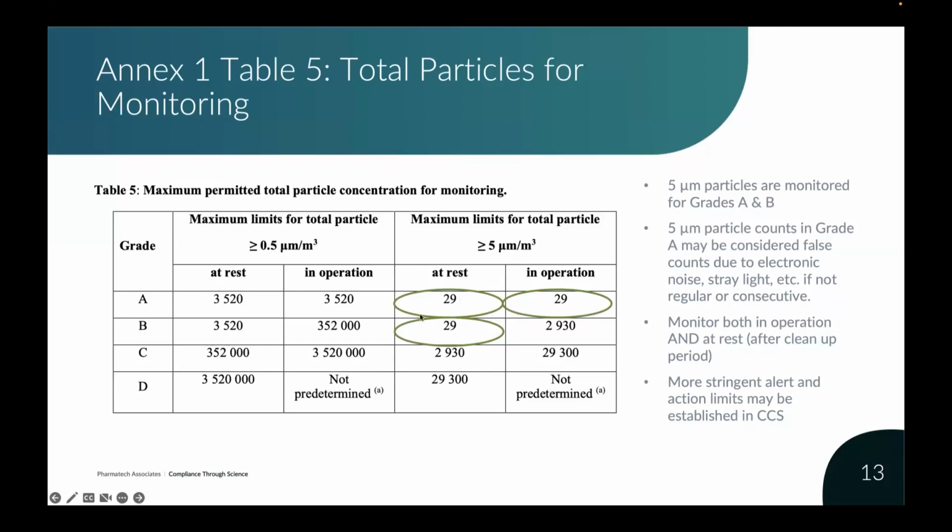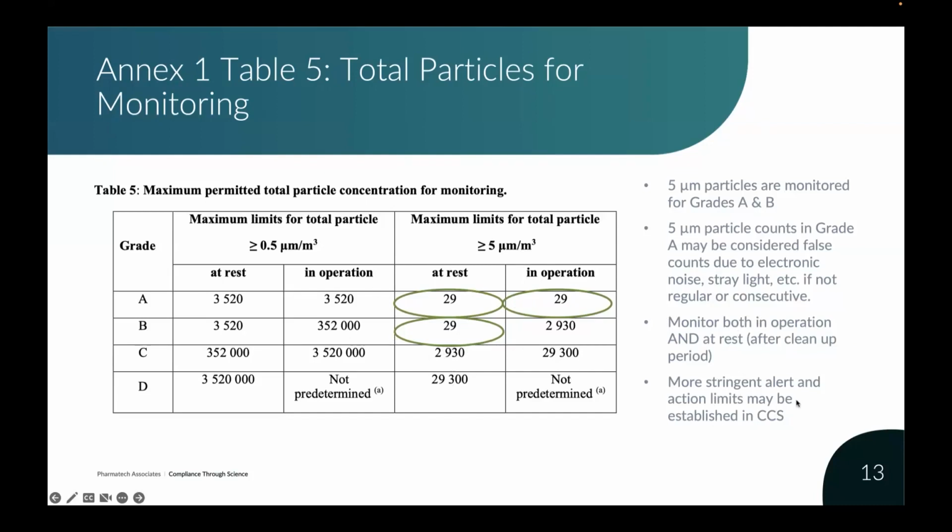Note here that there are limits both for in operation and at rest. So there's an expectation that after your operations have completed and your personnel have left, if your room now goes into a rest state, then within a certain amount of time, called the cleanup period, you will get to that at-rest state. But you have limits both in operation and at rest. You can't ignore your at-rest limits during monitoring, so you have to figure out how to do that with alarms and appropriate responses.